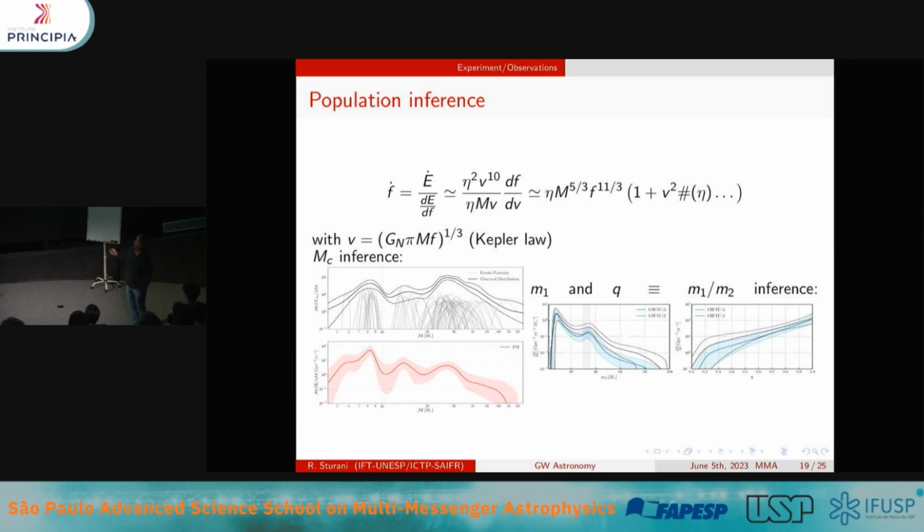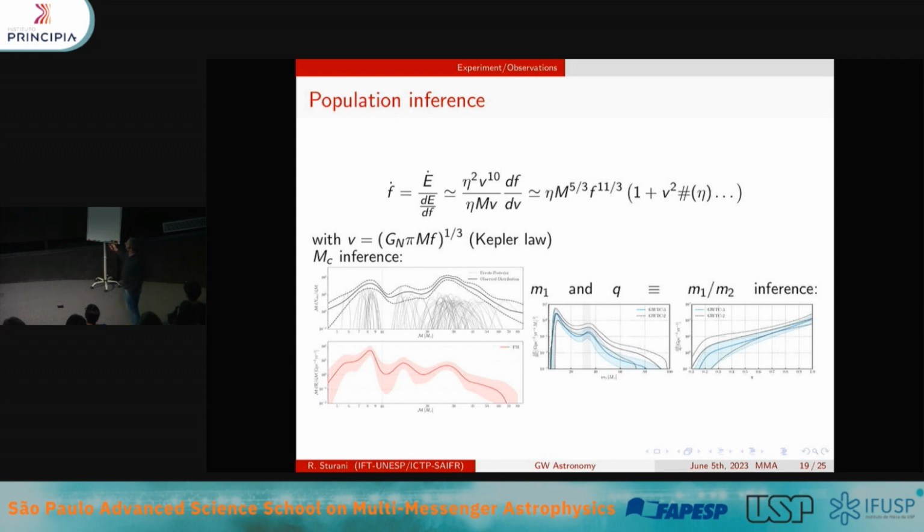And funnily enough, E dot is dimensionless, because mass is length, G Newton is equal to 1. Mass is length, so dE in dt is dimensionless. So you can guess that the quadrupole formula must give you eta squared because it's reduced mass square, the quadrupole square, each quadrupole gives one symmetric mass ratio. V to the 10, well, the 10 you cannot guess. You have to do the computation. But some power of V is for sure because it has to be dimensionless.